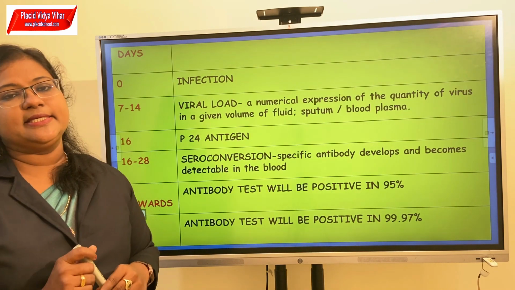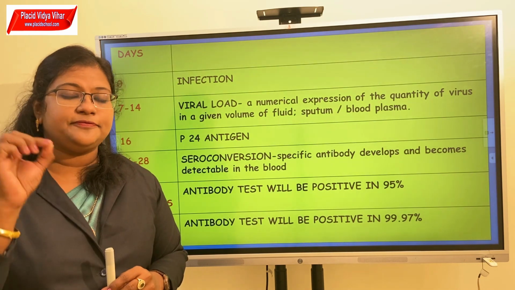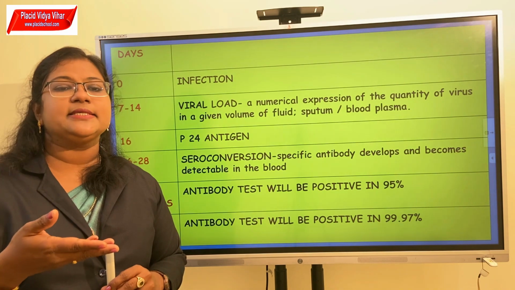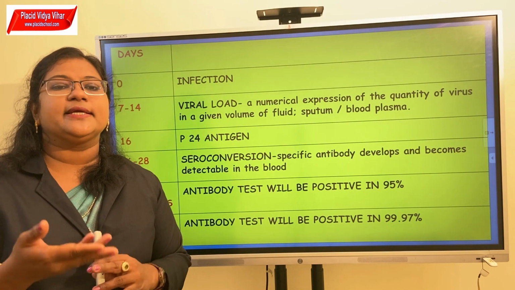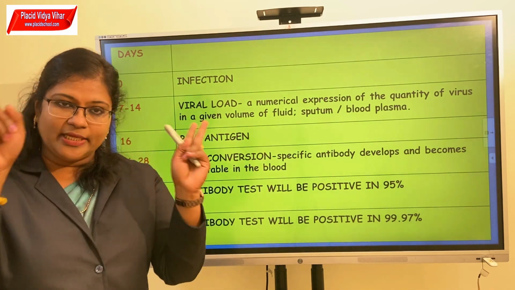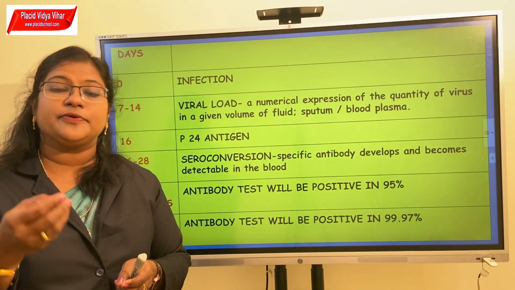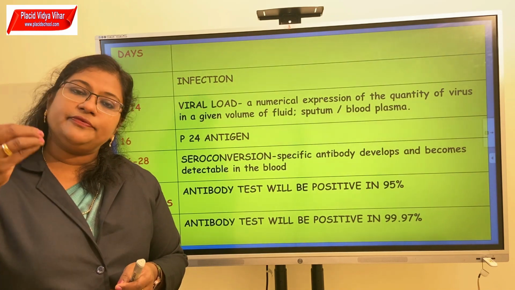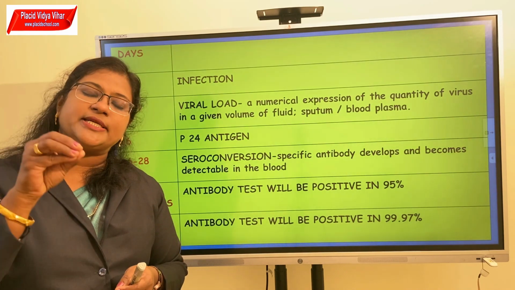16 to 28 days is called the seroconversion stage. Seroconversion means it is a phase in which the body will start producing antibodies against HIV. That means anti-HIV antibodies will be produced against different antigens of the HIV virus. Don't think that the whole HIV virus is an antigen. Each part of the HIV will function as an antigen. For example, P24 is an antigen, P17 is an antigen. So, whatever molecule is entering our body, even a small protein part, will function as an antigen.